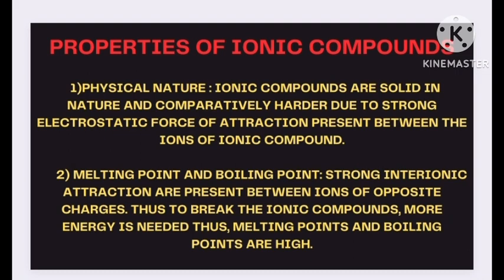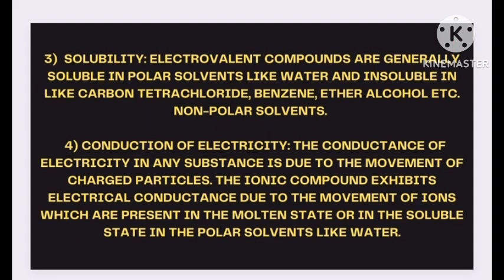Melting point and boiling point. Strong interionic attractions are present between ions of opposite charges. Thus, to break the ionic compounds, more energy is needed. Thus, the melting points and boiling points of ionic compounds are very high. Third property is the solubility. Electrovalent compounds are generally soluble in polar solvents like water and insoluble in non-polar solvents like carbon tetrachloride, benzene, ether, alcohol, etc.